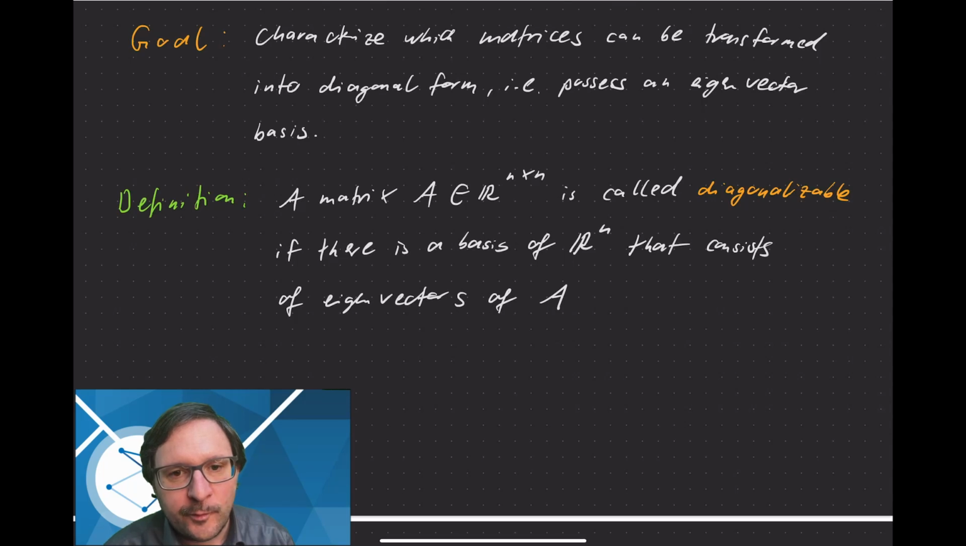And let's generalize this notion just a little bit. We do not necessarily require a basis of R^n, but we would be happy with a basis of C^n as well. So if we need to use complex numbers and complex eigenvectors, then we will happily do that.